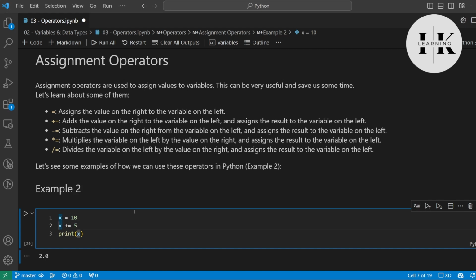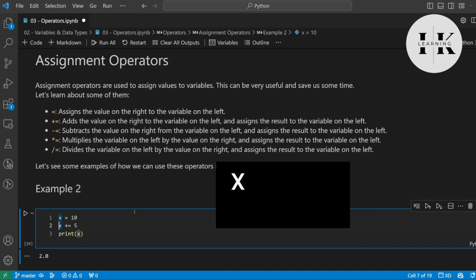The second one that we have is the plus equal sign. What this one means is take the value that's currently inside x and add onto it the value 5. Now, this is instead of saying x is equal to x plus 5.